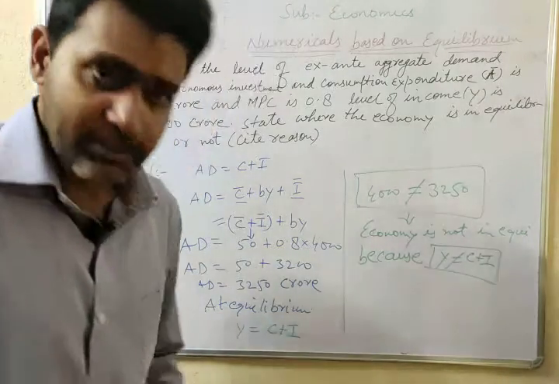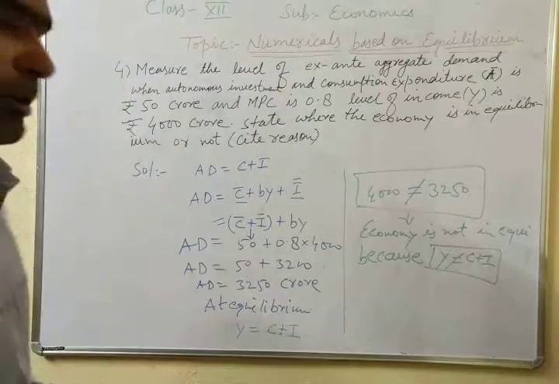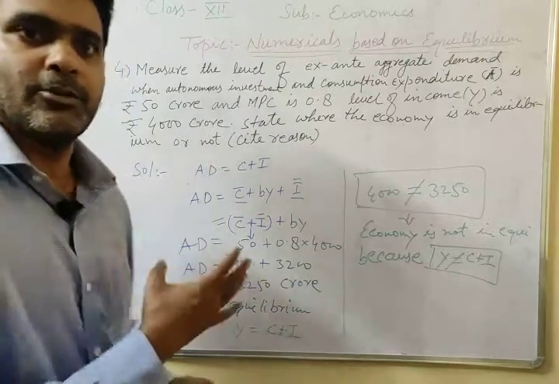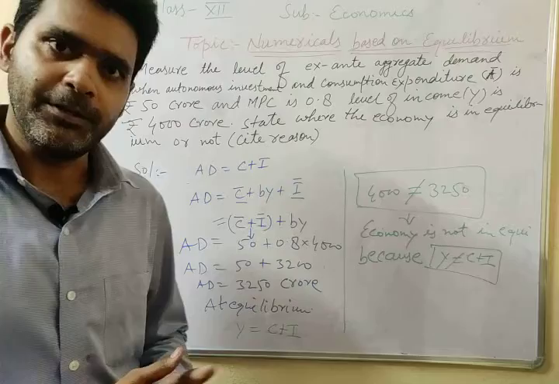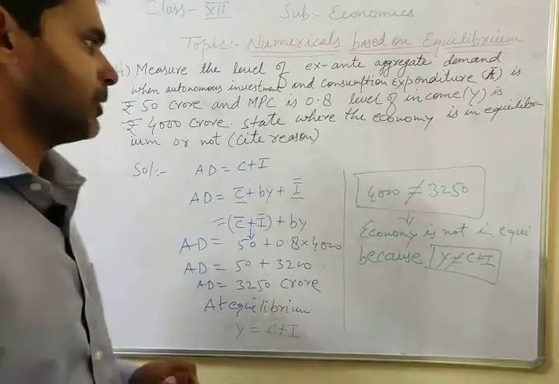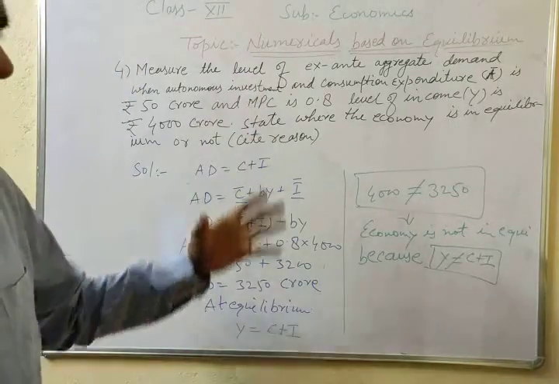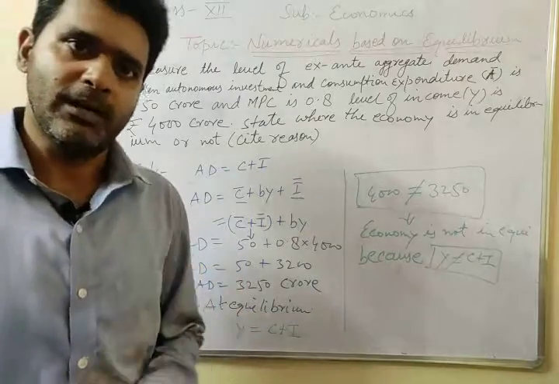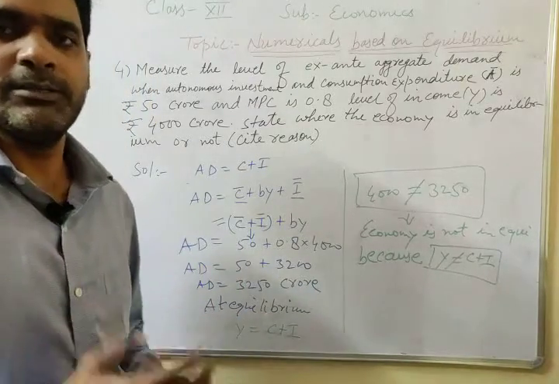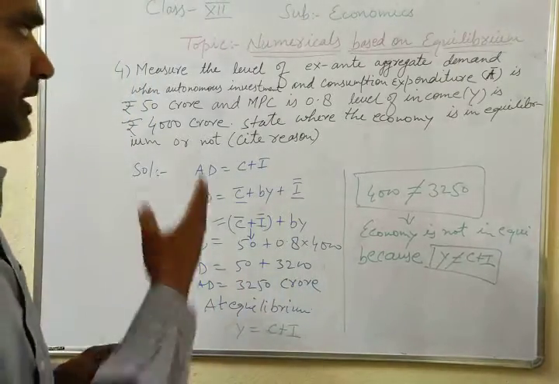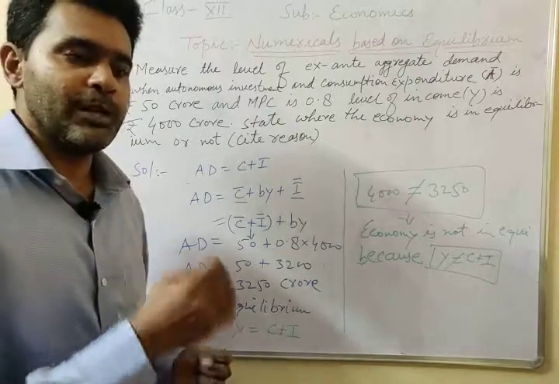So children, this is how we can solve the numericals based on the equilibrium determination of income, output and employment. These numericals all carry 6 marks as far as your annual examination is concerned. So please take them seriously, and practice more and more.